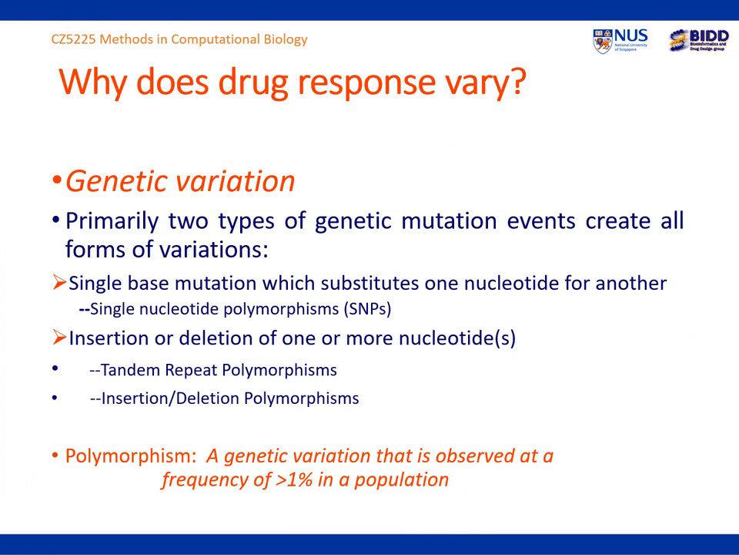Now genetic variation is responsible for this differential drug response. And primarily there are two types of genetic mutation events that create all the forms of variation. The first one is single base mutation, which substitutes one nucleotide for another. That is single nucleotide polymorphism. We have already discussed this concept in detail in the previous lecture. Then there is another type of variation called insertions and deletions of one or more nucleotides. So that is tandem repeat polymorphism or insertion deletion polymorphism. And when we call it a polymorphism, that is a genetic variation that is observed at a frequency of greater than 1% in the population.